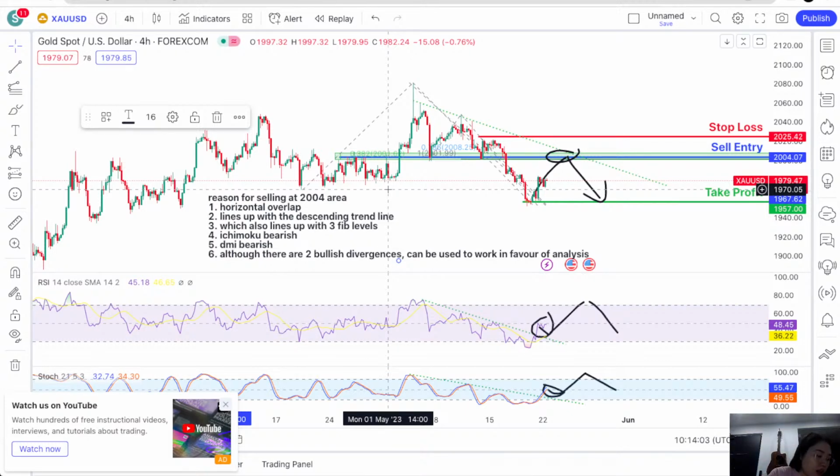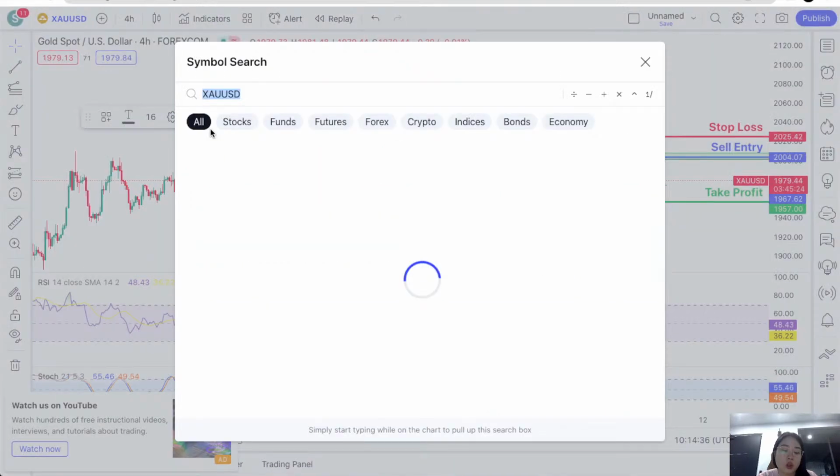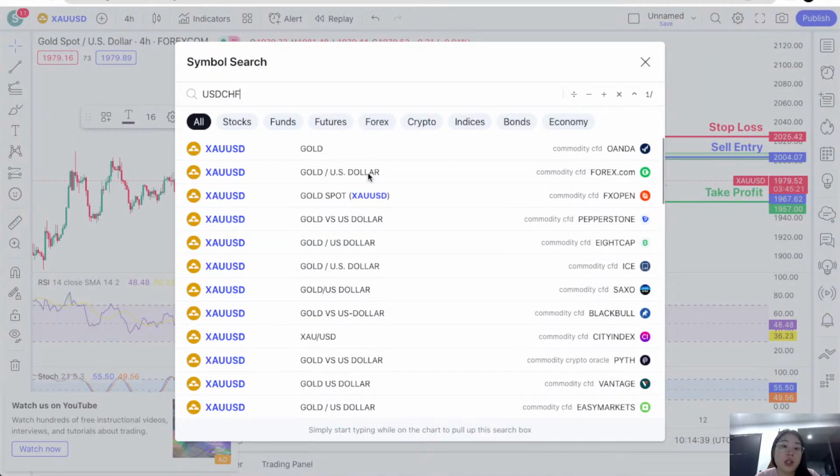Cool. Okay, I'm looking back at the chat and seeing what other requests you guys have. USD CHF by Samuel, GBP CAD by Sanchi, and AUD USD by Joanna. I don't think I can finish all three. We have 15 minutes left. I can quickly brush through all three and let you know my thoughts, but I probably wouldn't be able to come up with a full analysis on it.